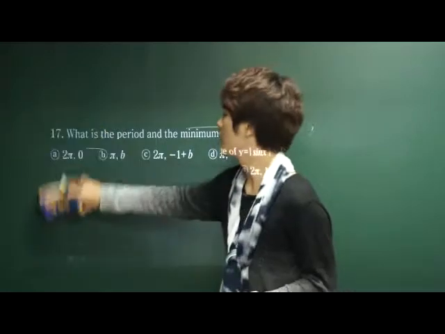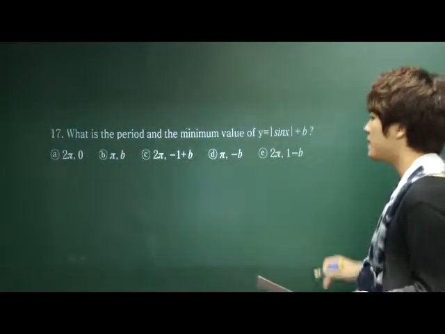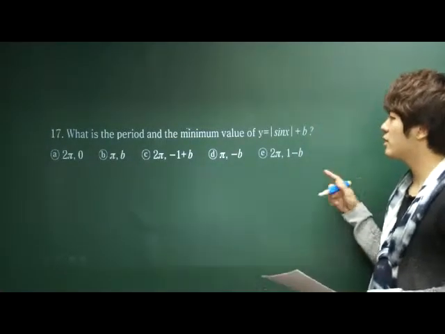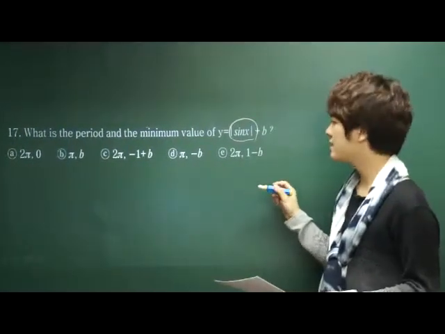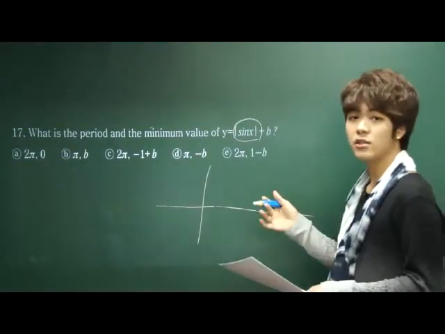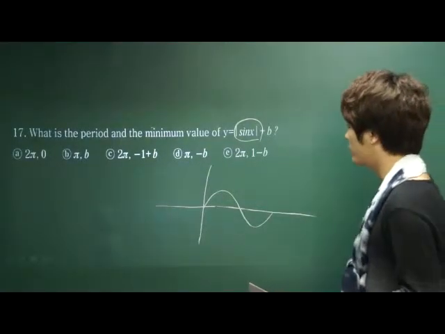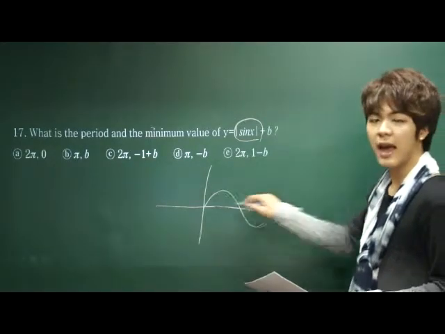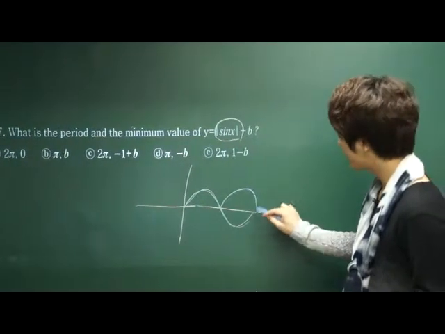Number 17. What is the period and the minimum value of the absolute value of sine x plus b? Okay, for this kind of problem, you can actually put this part, the absolute value of sine x, in your calculator and see how it looks. It will probably look like this. So let's draw the sine graph first. The sine graph looks something like this. What about the absolute value of sine x? This part will be reflected about the x-axis. Therefore, it will look something like this.